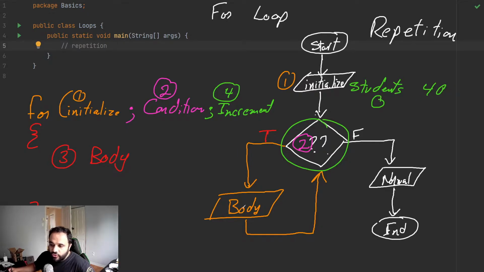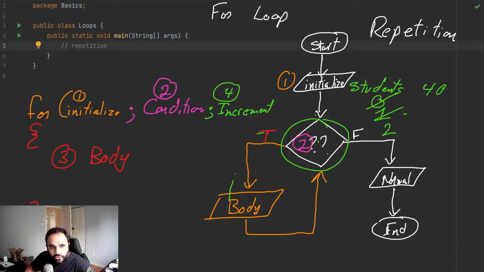If I am, I'm going to do the body: take his exam, correct it. And when I'm done with that exam, I'm going to the next student. So this will get incremented to 1. That's step 4. Then I will check the condition. Am I still within my limit of amount of students I have? If it's true, well, then I would go back to the body. I would take the exam, I would correct it. Then I would increment. Then I would check again the condition.